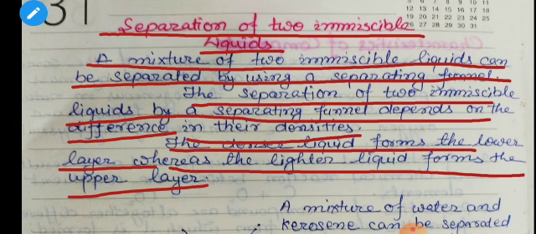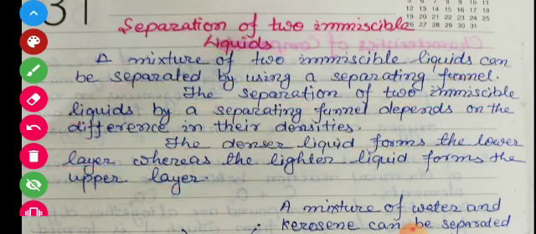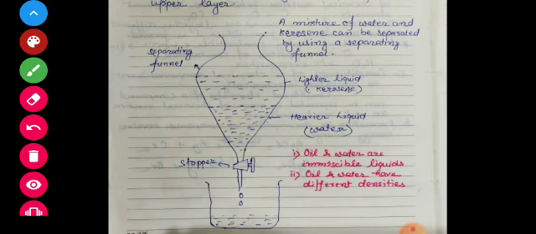So in this way, the two liquids can be separated by a separating funnel. The instrument is known as a separating funnel, and that one we can see here. In this case, students, suppose we want to separate two immiscible liquids. For that, we can take the example of mustard oil and water.